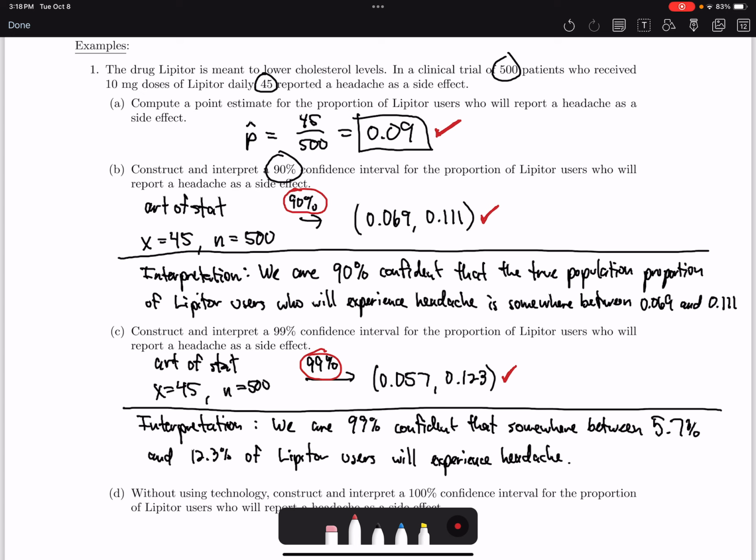So notice that going from 90% confidence to 99% confidence, the width of our interval increased. And that makes sense because if we want to be more confident that our interval actually contains the true population proportion, then we need to cast a wider net.